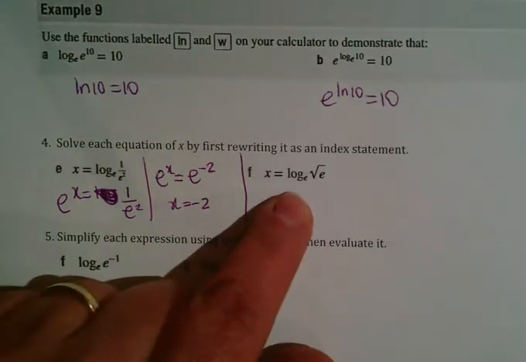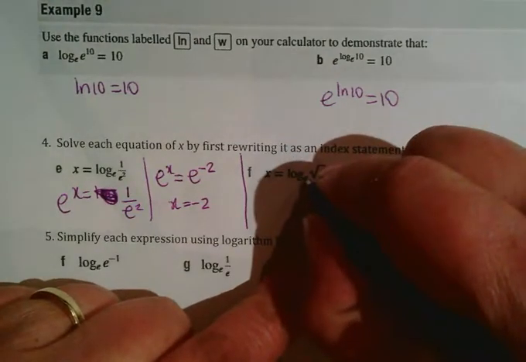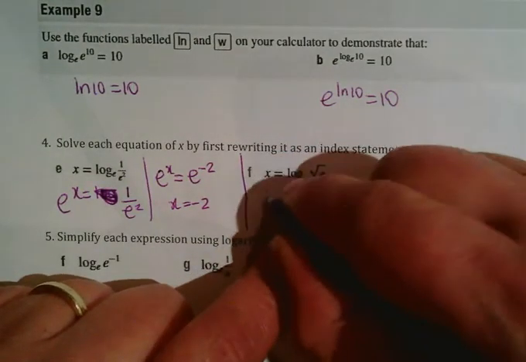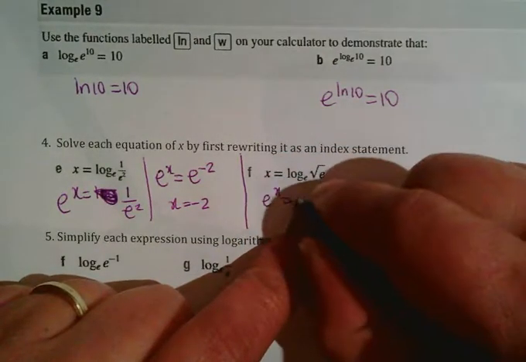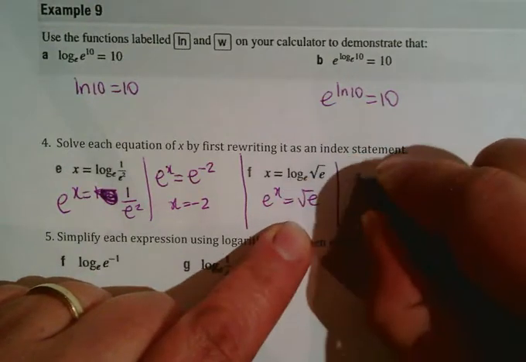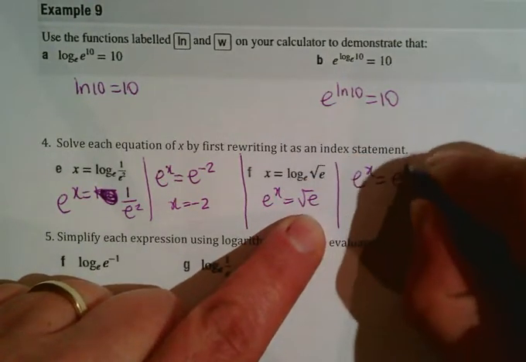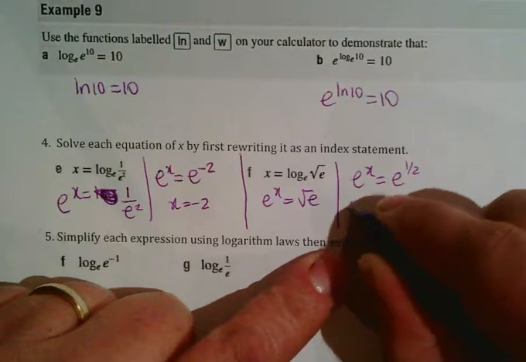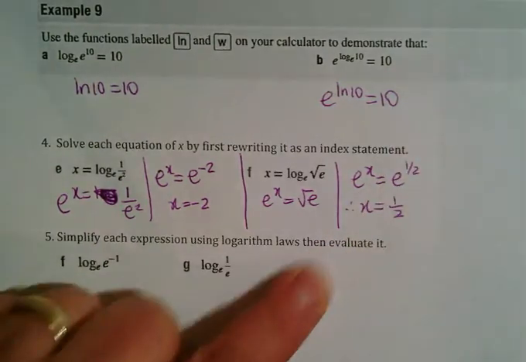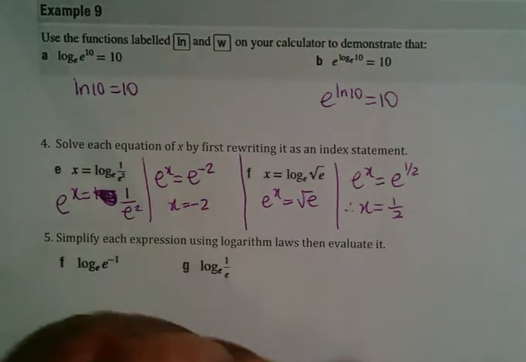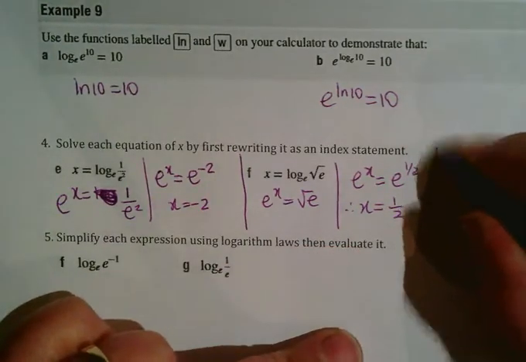And also writing this as an index statement, we know that e is the base, so we have e to the power of x is the square root of e. We know that square root of e is e to the power of a half, therefore we can say that x is a half.